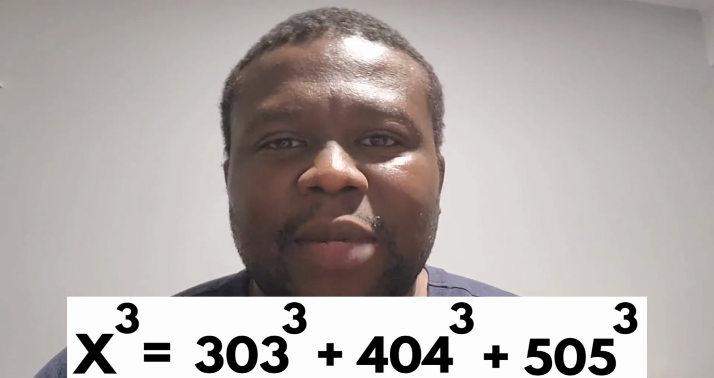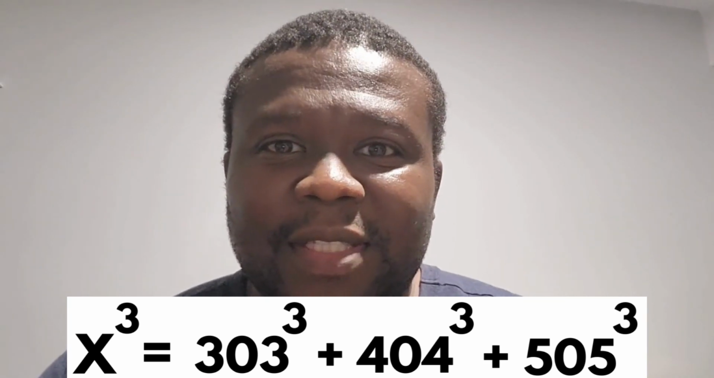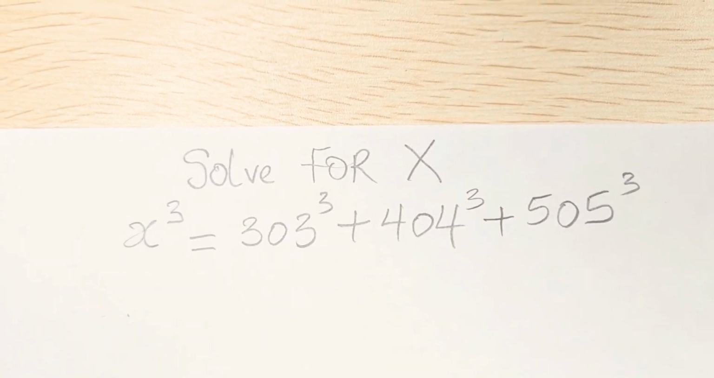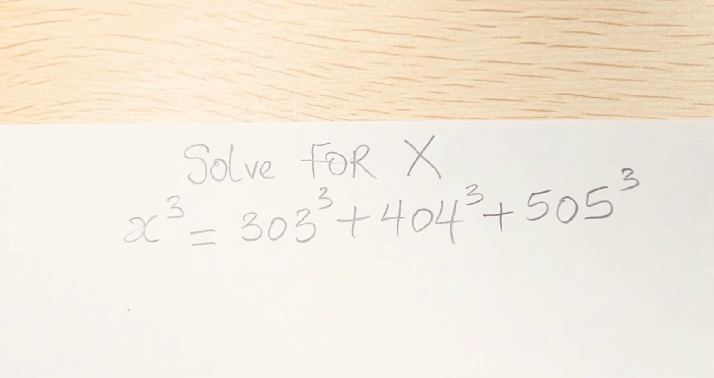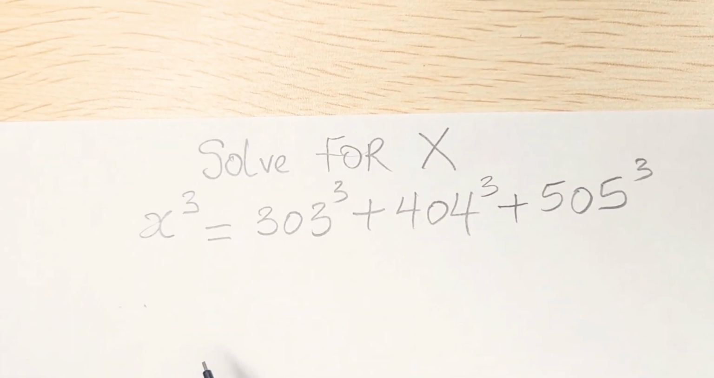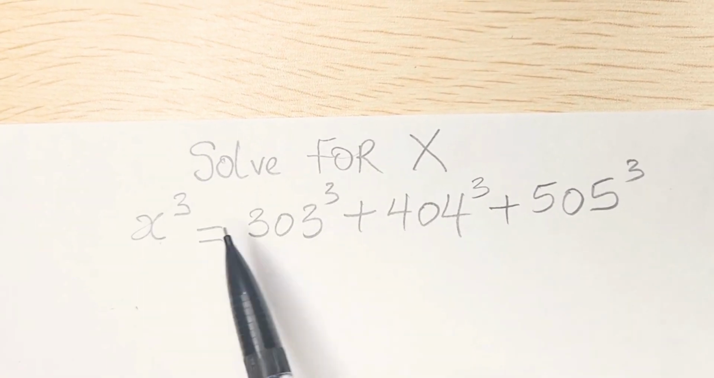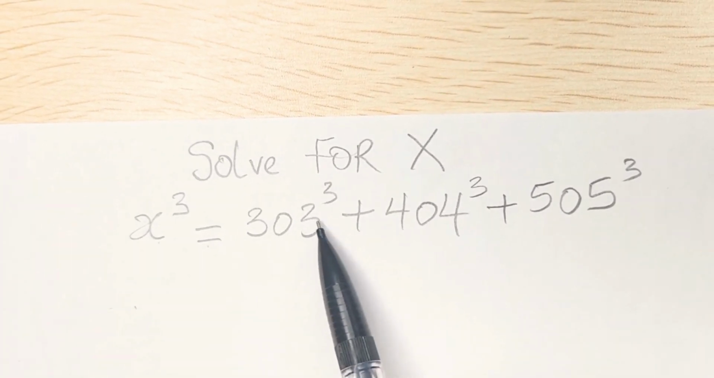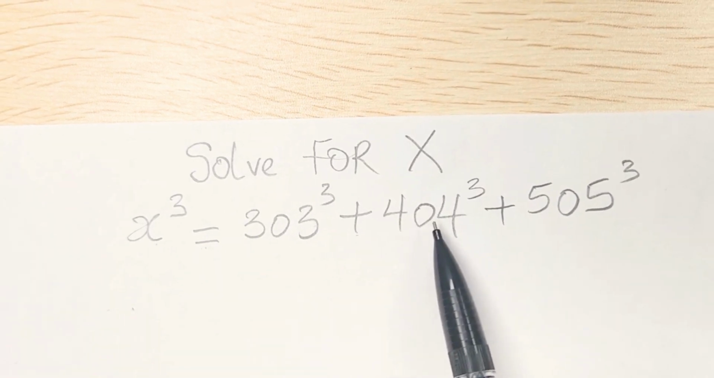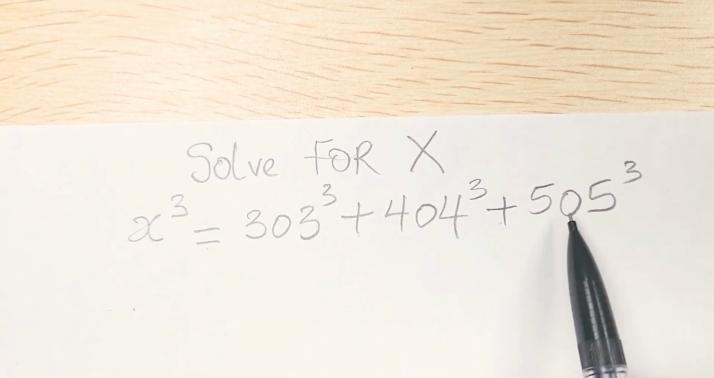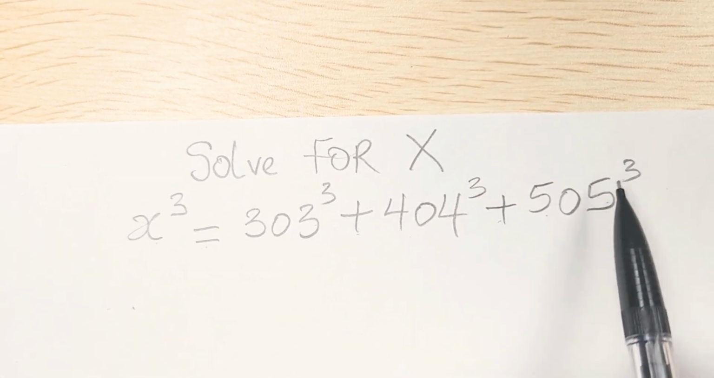Solve this question and let me know what you get. Or you can follow along as I solve. All right, so let's solve this question. Now we're supposed to solve for the value of x. So we have x cubed equals 303 cubed plus 404 cubed plus 505 cubed.